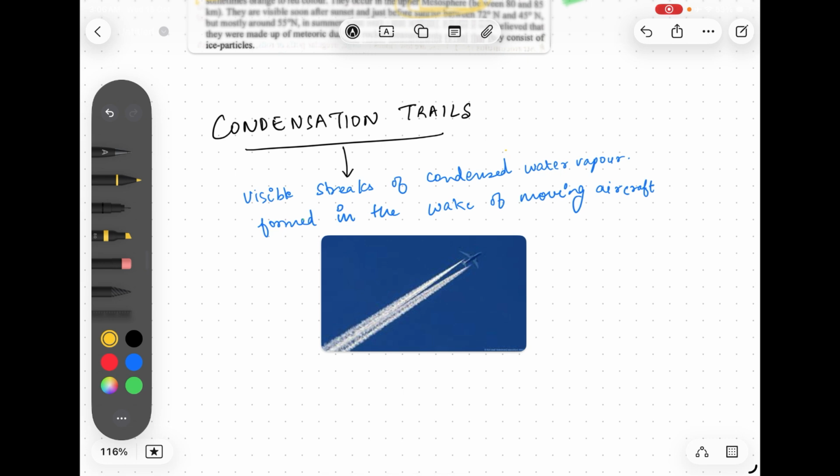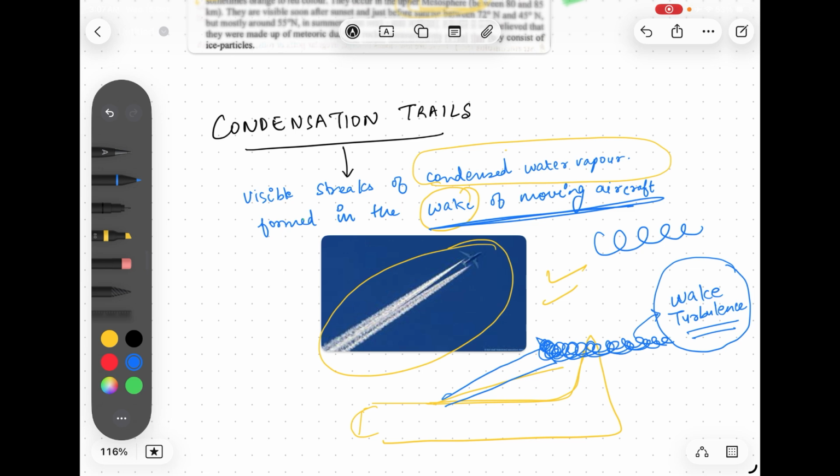They are visible streaks of condensed water vapor formed in the wake of moving aircraft. So this image is for you to know how the trails look. This is how the trails look. These are known as condensation trails, formed by moving aircraft.